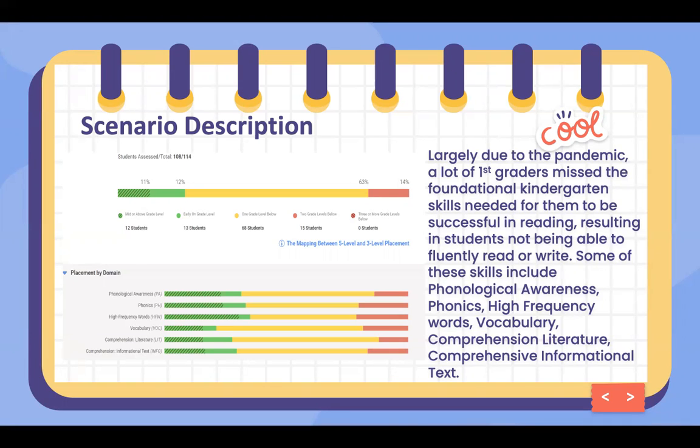And with 108 students taking this assessment, 12 students performed above or mid grade level, 13 students performed early on grade level, 68 students performed below one grade level, which is what I'm going to be focusing on. 15 students are two grade levels below, and then we have 0 students that are 3 or more grade levels below.